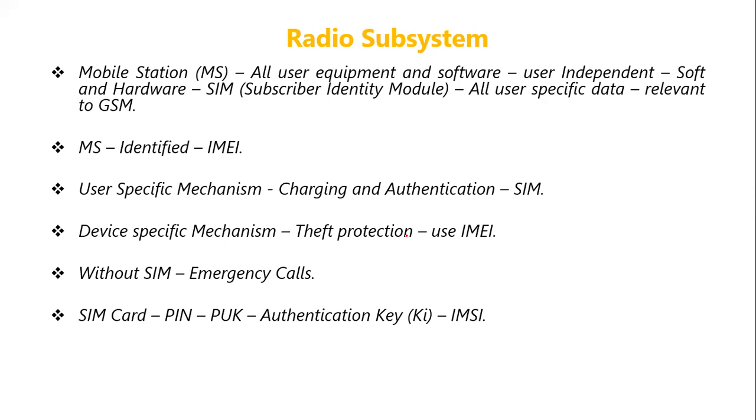Okay, so these are the various subsystems that are available under the radio subsystem. The radio subsystem includes the base station subsystem, BSS, the base transceiver station, BTS, and the base station controller, BSC. Then we have discussed the various features that are available in a mobile station.